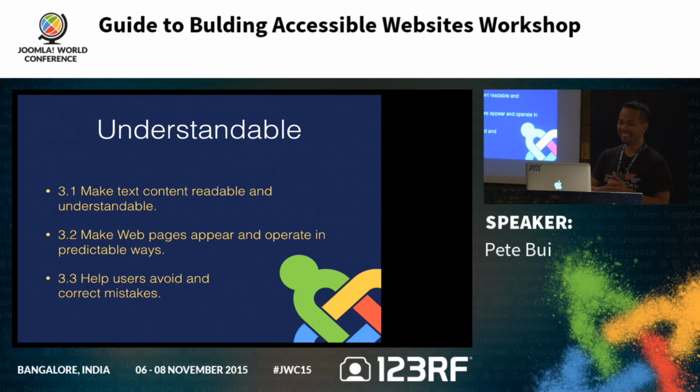And it keeps going. Understandable: making the text content readable and understandable. So this is writing. If you're a content writer, make sure it's done correctly and not too complex. Or if you've got a diverse audience and multiple languages, you may need translations. Maybe Joomla.org, for example, could be translated into all the different internationalized languages that Joomla users around the world use. Wouldn't that be amazing?